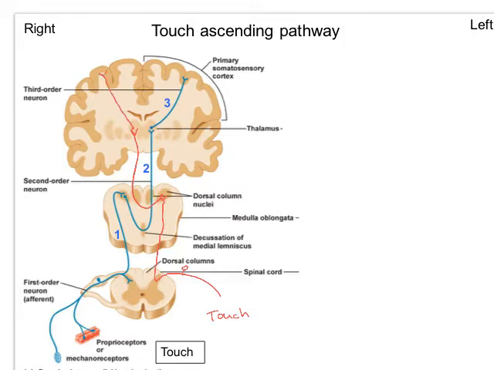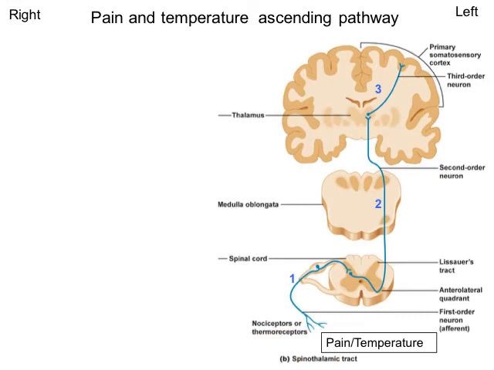Okay, so even though in that diagram it only showed touch coming in on the right side, of course we know that you can feel things on the left side of your body, and these neurons just mirror what's in this diagram. Okay, and again, the main point here is that the crossover happens in the medulla, not in the spinal cord. So let's look at the pathway for pain and for temperature.